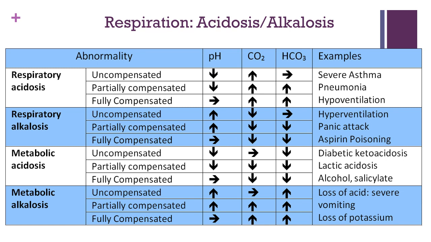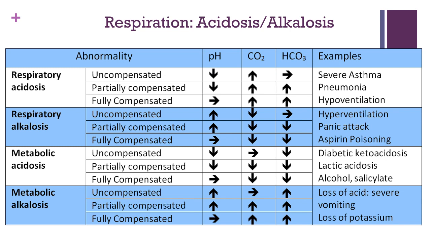On the opposite end, we have respiratory alkalosis. Again, when it's uncompensated, the carbon dioxide is going to go down because we're blowing off too much carbon dioxide. We're hyperventilating. That means that our pH is going to go up. We become alkalotic, and we haven't compensated, so our bicarb levels have not changed.